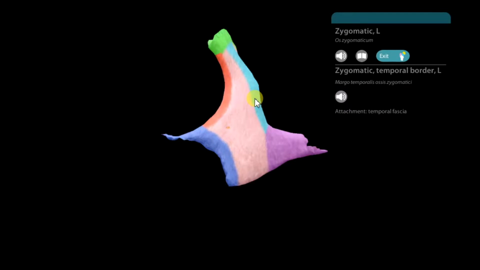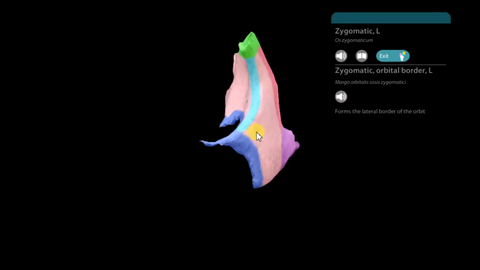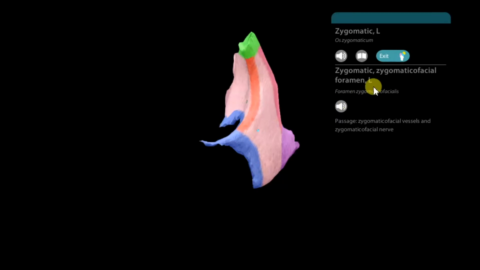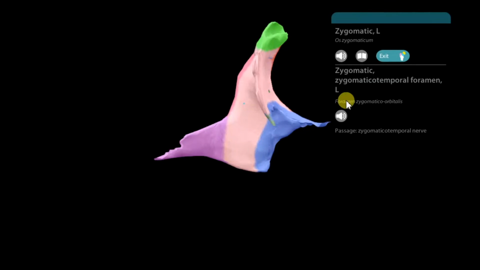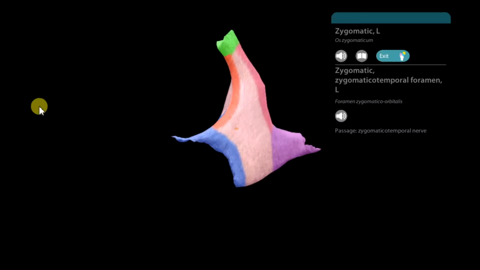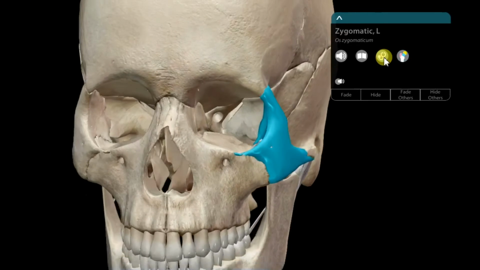This one is the temporal border line. And this one is the orbital border. And this foramen is called the zygomatic facial foramen. The nerve will pass through this foramen. And this is the zygomatic from inside. It has a foramen called the zygomatic temporal foramen. So this was a quick revision about the zygomatic.